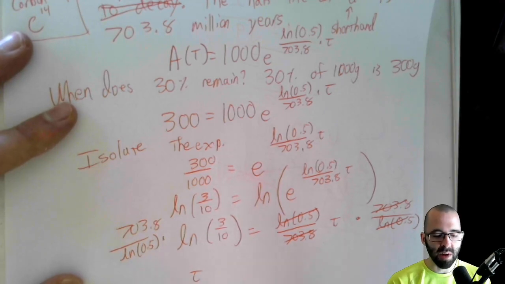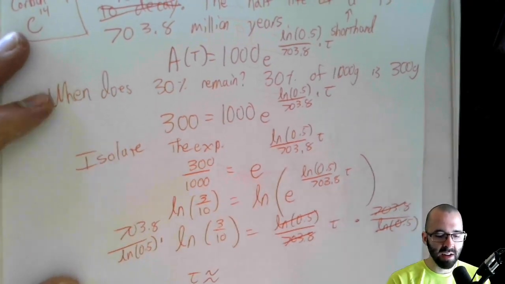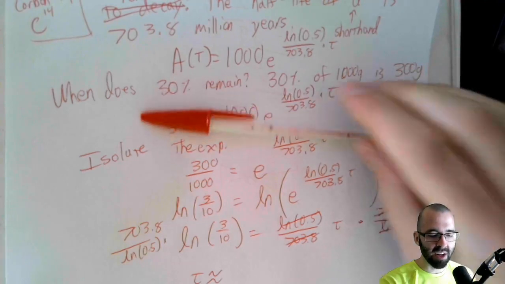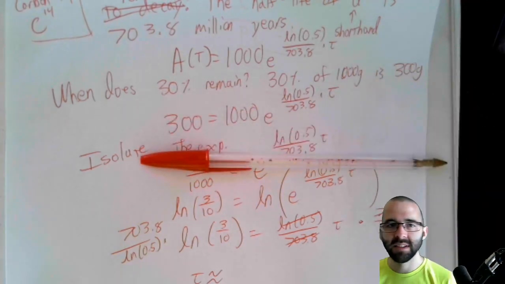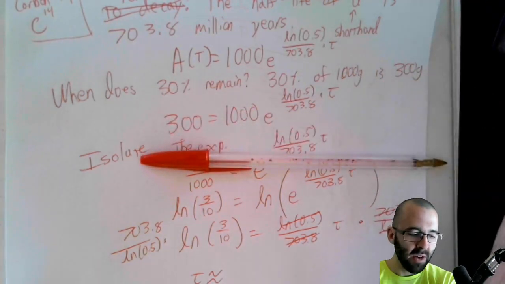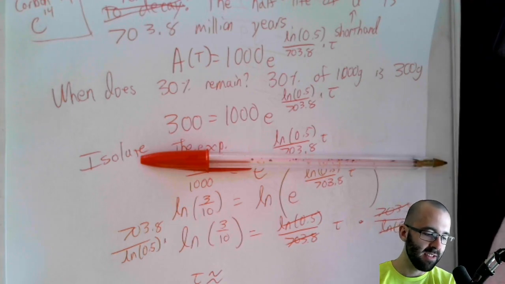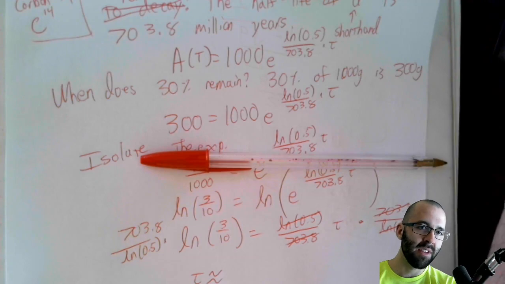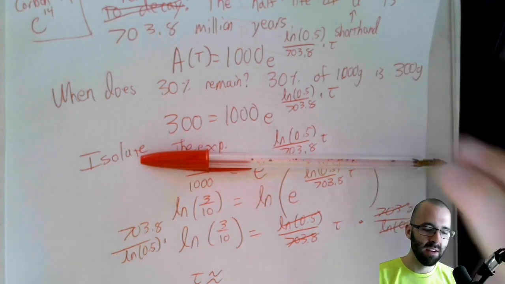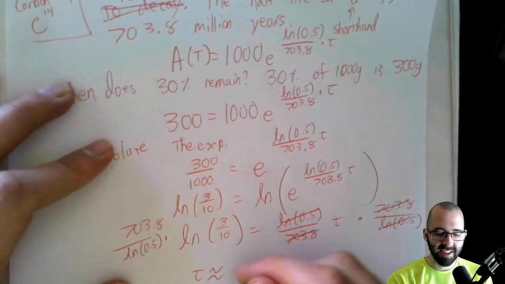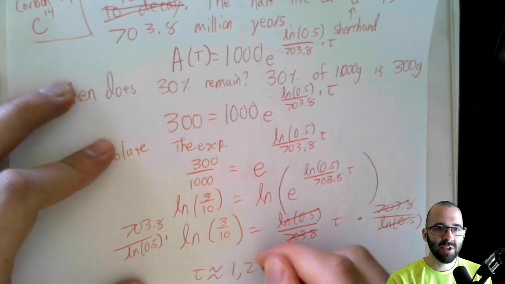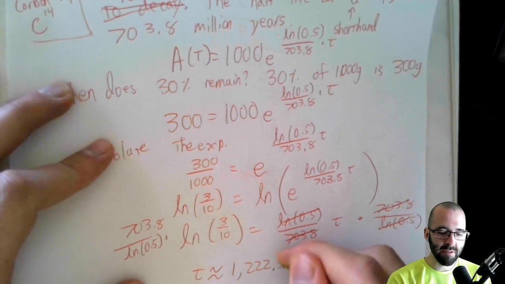But this is an application problem, so we're going to approximate. We'll type that left-hand side into our calculator. We type in 703.8 divided by the natural log of 0.5 times the natural log of 3/10. And the answer is 1,222.5.